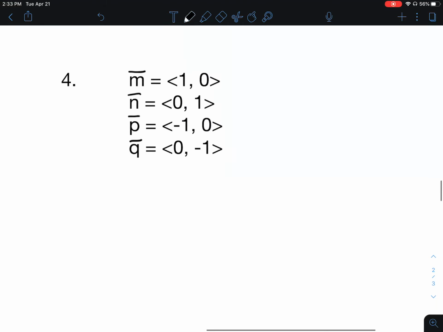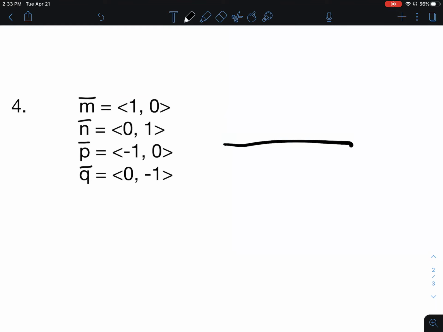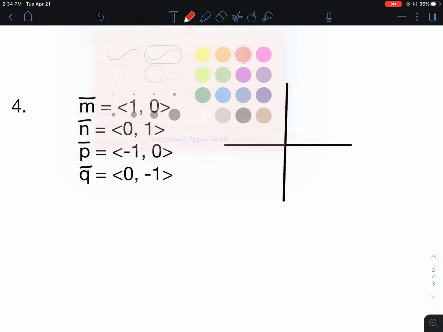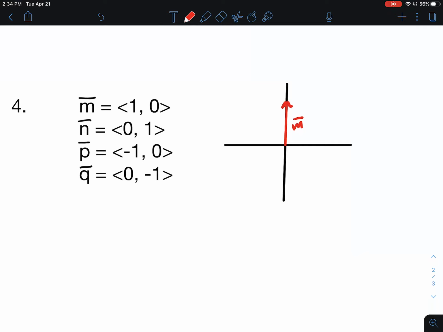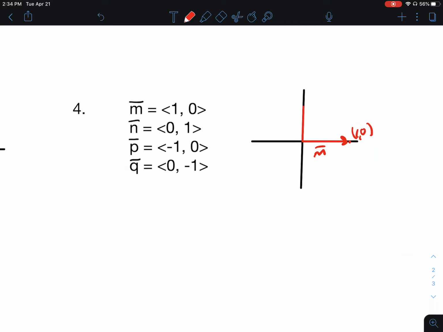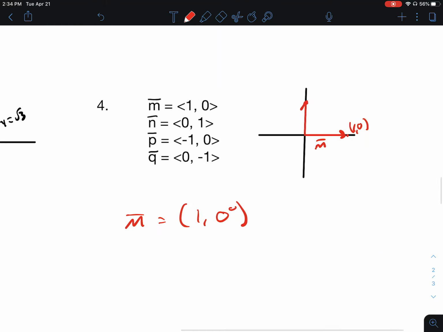Number 4, these are not special right triangles at all. This is actually much easier. Vector M, well, that's not M. My apologies. Vector M is going to the right 1, doesn't go up or down. So what's the length of that vector? Well, it's 1. What's the angle? 0 degrees.